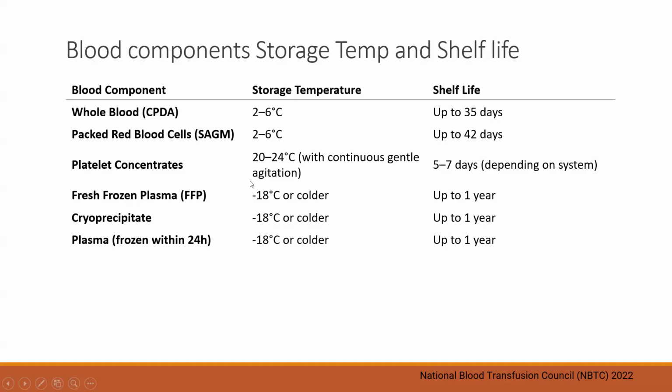For platelet concentrates, we store at 20 to 24 degrees Celsius with continuous agitation, to prevent it from clotting, and it has shelf life up to 5 to 7 days. And fresh frozen plasma, cryoprecipitate, and plasma can be stored at minus 18 degrees Celsius or lower, and it has shelf life up to 1 year.